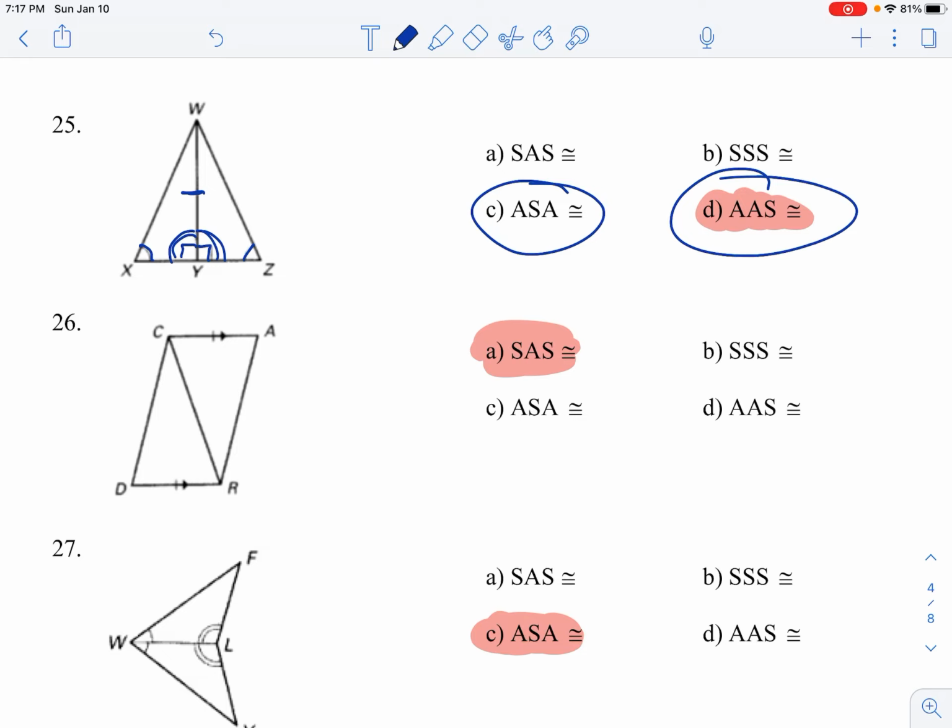Okay, so which one is it? Well, if you're choosing this one, what you're saying there is that the side is between the two angles, and it's not. We would have to show that this one is congruent down at the bottom if we wanted to prove that. Our side is right there, and it's outside of our two angles, so it's got to be letter D.